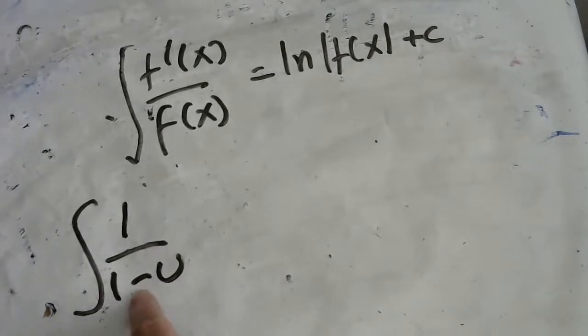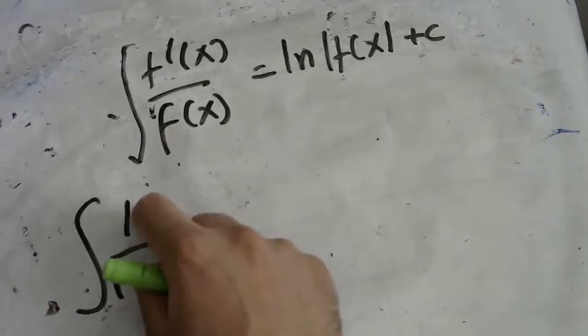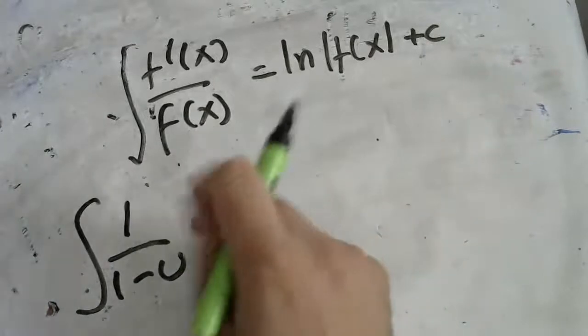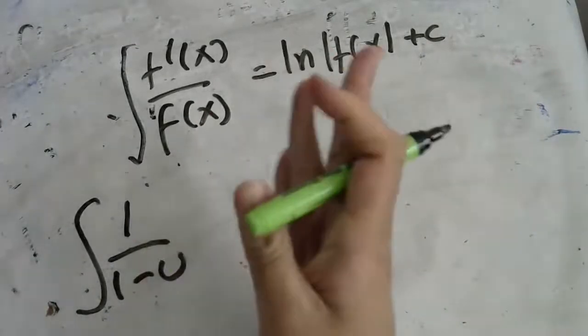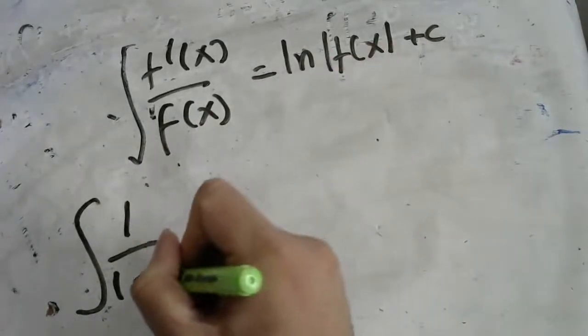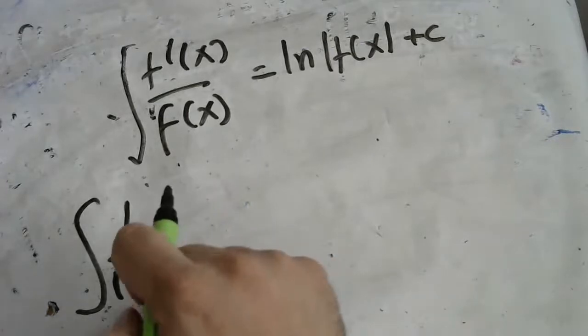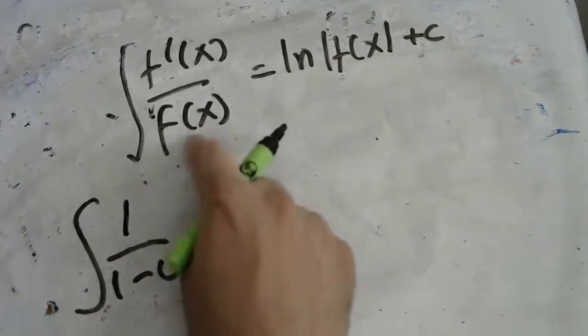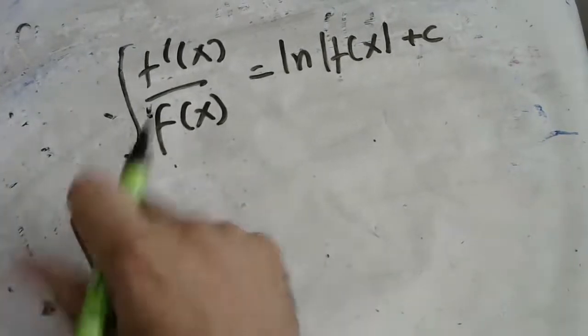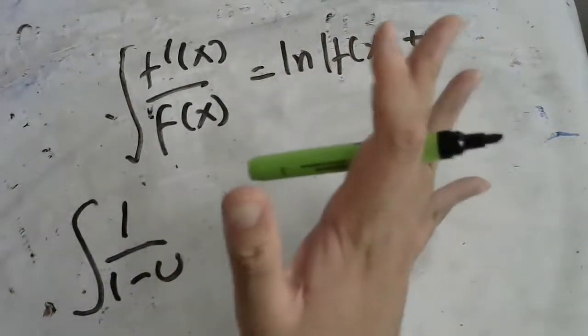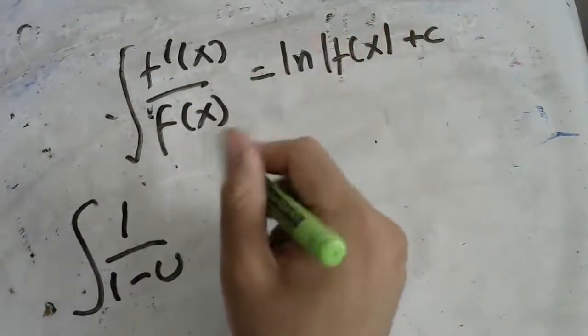Does this thing here differentiate to make that thing there? The answer is no. Because if you differentiate u, you'd get 1, and that's fine, but there's a minus sign on it. So the differential of this is actually minus 1. So I can't use this formula yet. I have to make an adjustment. I have to change something.